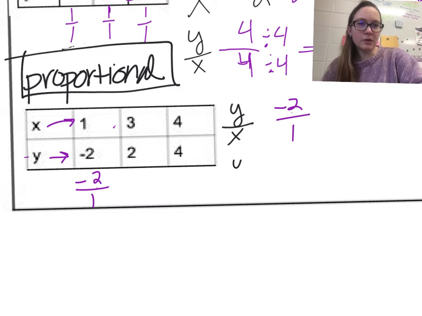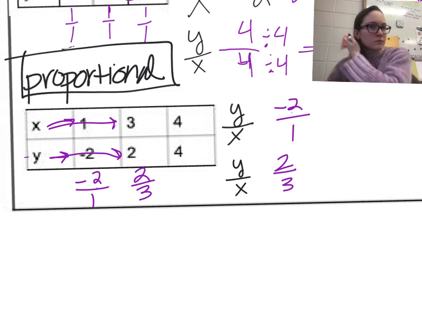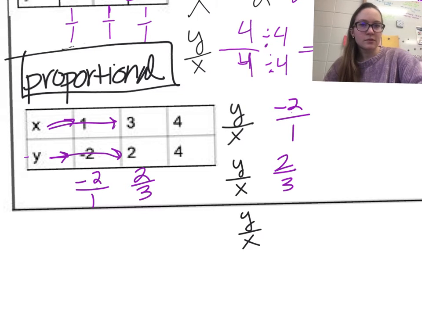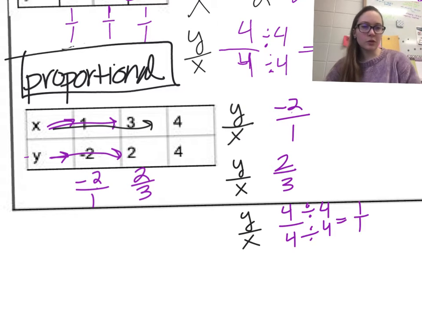For the next one, my y over x. Y value is 2. X value is 3. So its ratio reduced is 2/3. Last one, y over x. Y value is 4. X value is 4. I can divide those both by 4. Get 1 over 1.